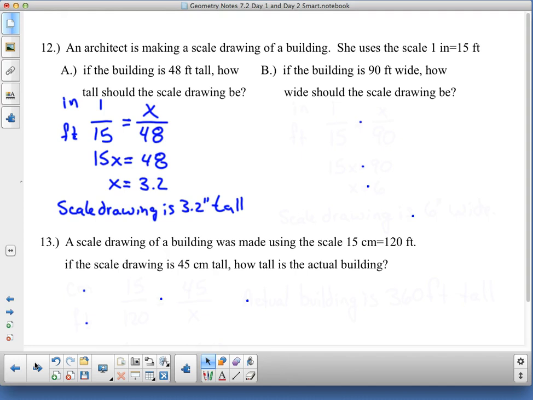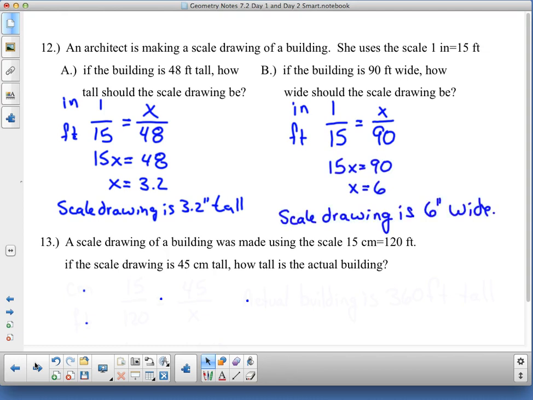Now again, if the building is 90 feet wide, how wide should the model be? Everything I'm setting up is the same. I'm just putting 90 in instead of 48. And now I just go to town and get it done. X is 6, so I get a 6-inch wide building. Are there any questions on those two? Okay, go ahead and get after 13. It's very similar, but it's very much like something I'd expect you to know to be successful on the test.